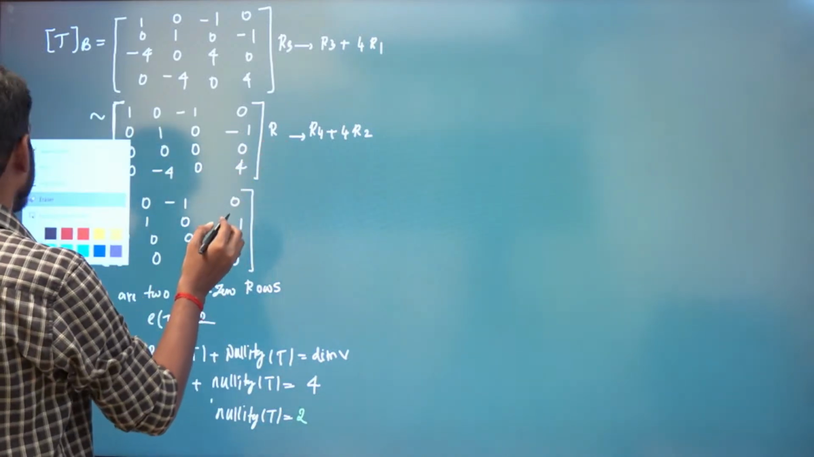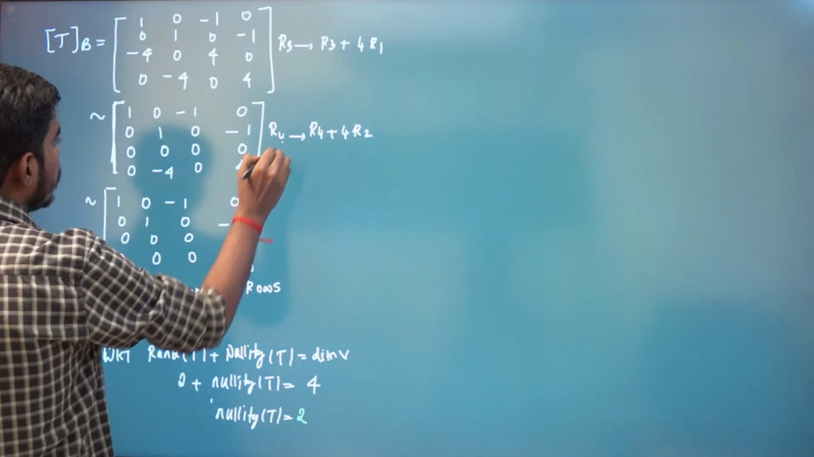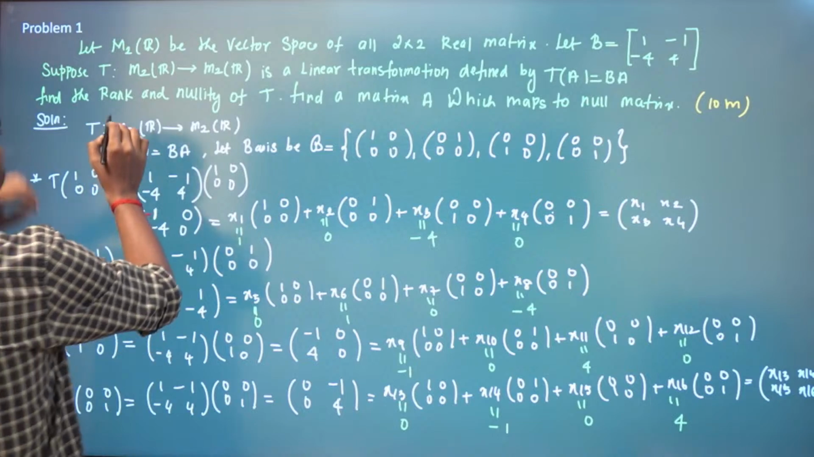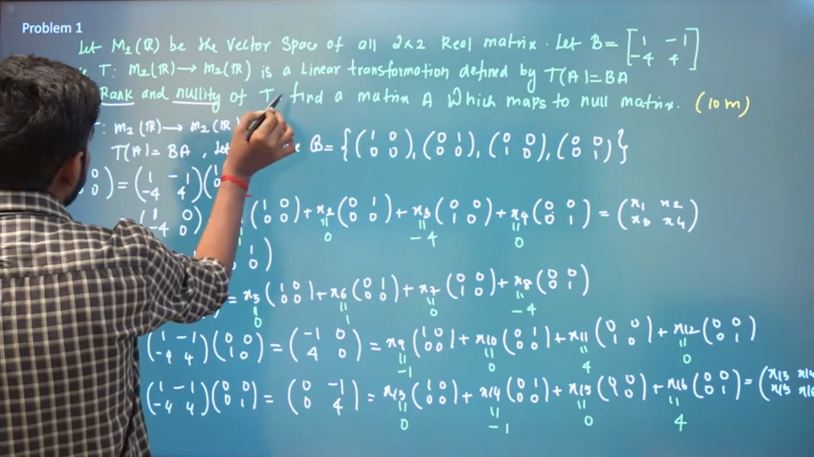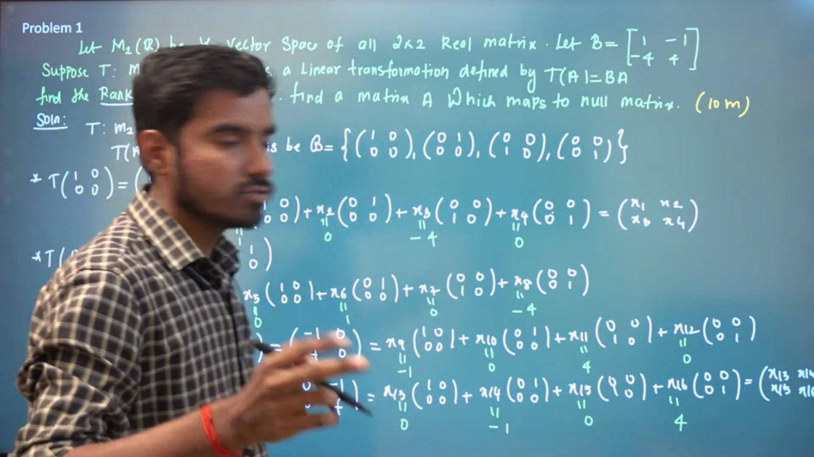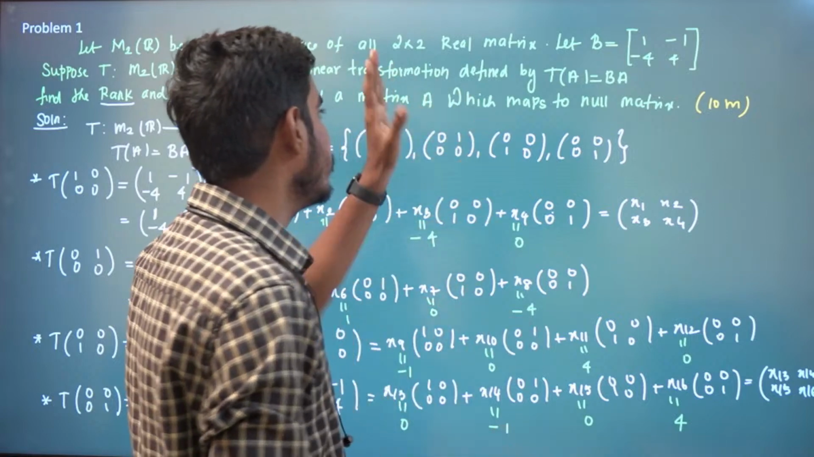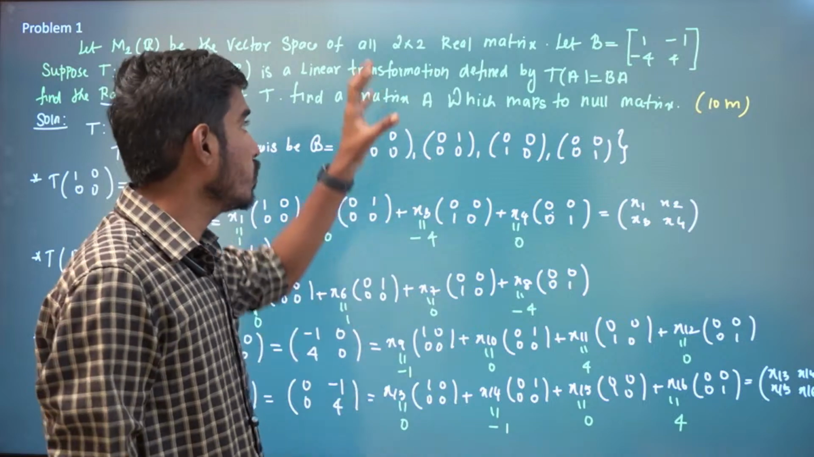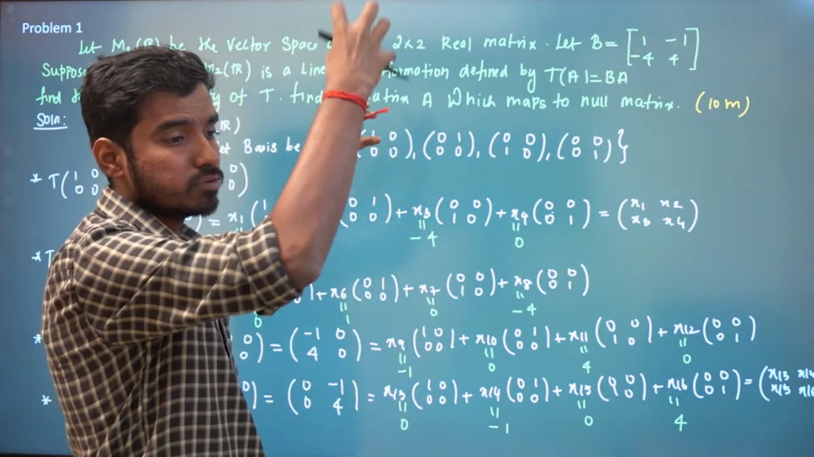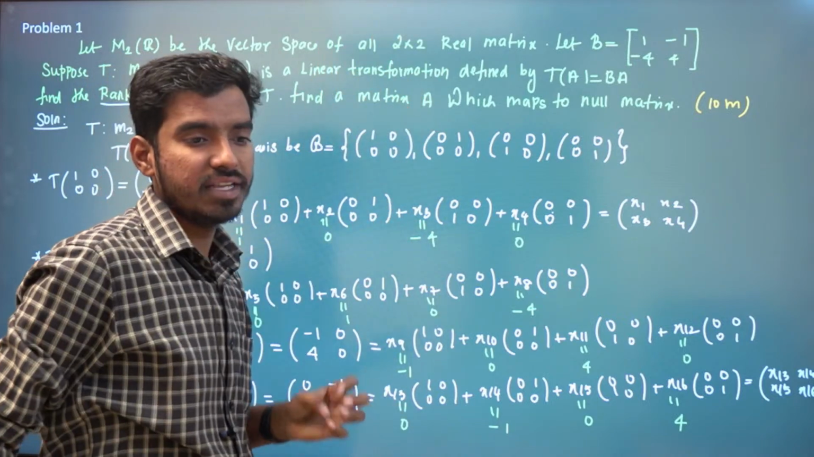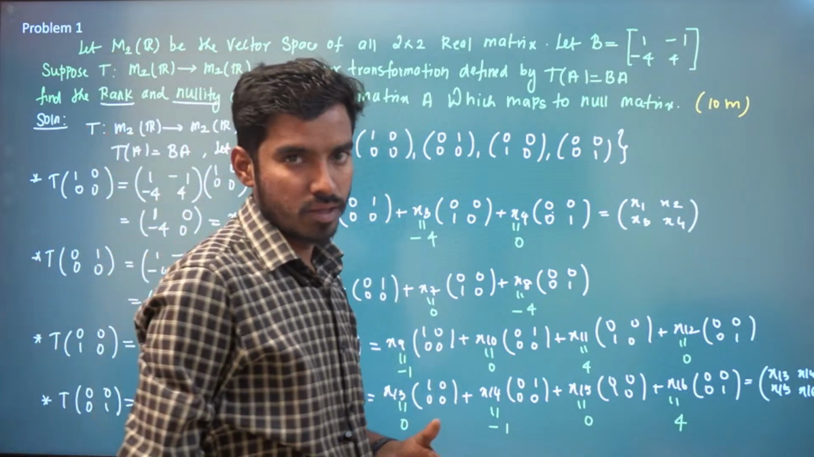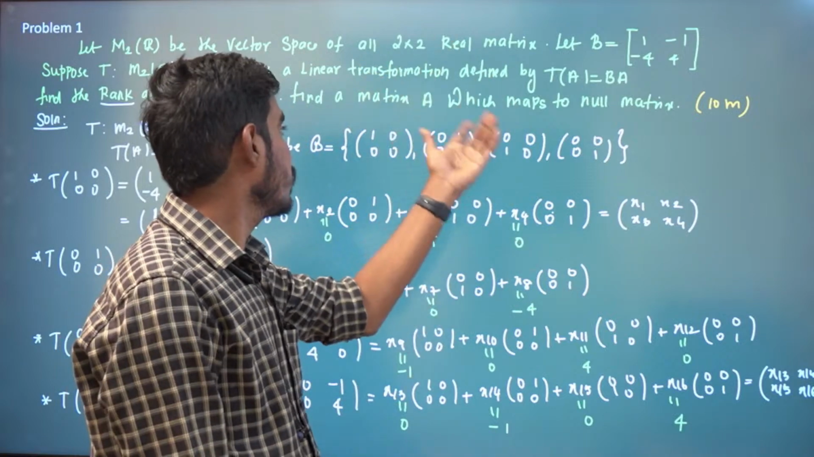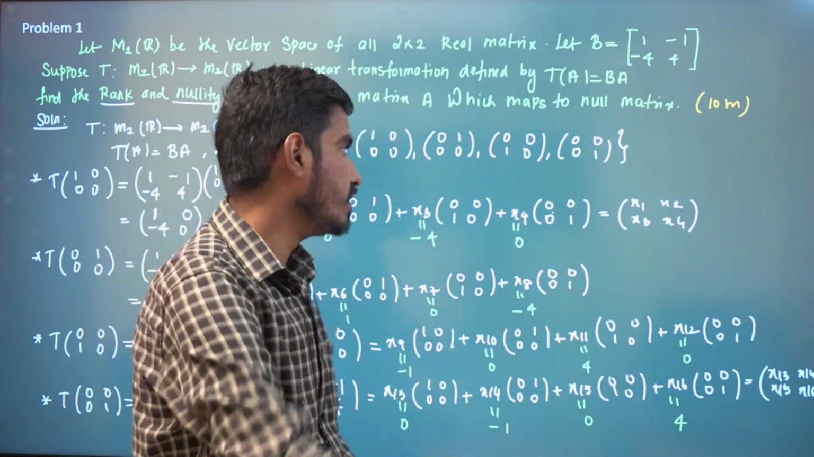Now we should also find the null space, because the first part is over: find the rank and nullity of T. So rank is 2, nullity is also 2. Now we need to find the matrices A which map to the null matrix. That is, we need to find the null space, because you collect all those matrices A that map to the 0 vector. All those matrices A will be my null space of T. We will find the null space.